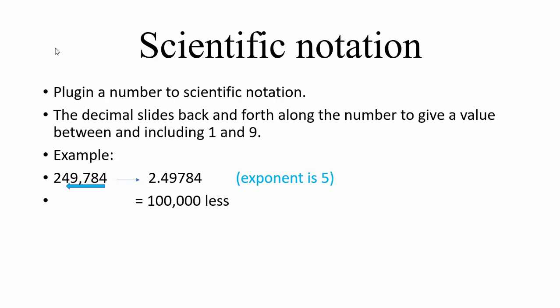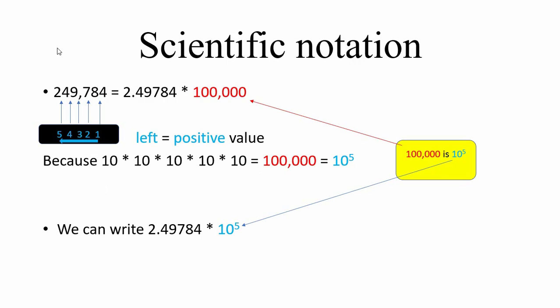So when we plug a number into scientific notation, the number slides back and forth along the number line to give a single digit between 1 and 9. Looking at the number 249,784, we would slide the decimal to the left and between the 2 and 4 from its default position of the last number 4. This makes the magnitude 100,000 times less than what it was initially. So to bring it back to its original value, we need to multiply this number by 100,000.